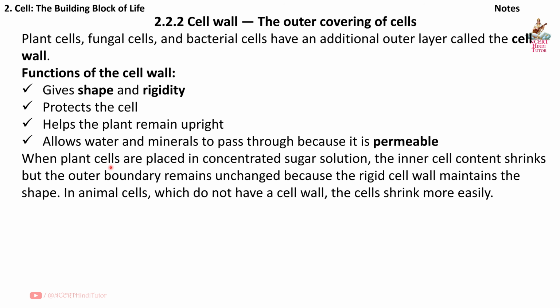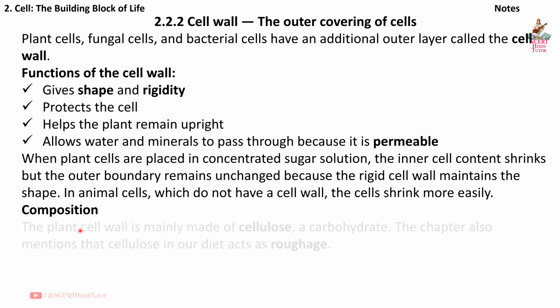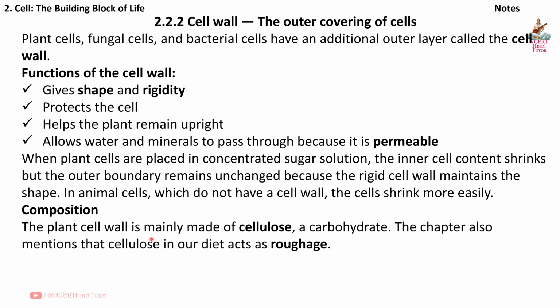When plant cells are placed in concentrated sugar solution, the inner cell content shrinks, but the outer boundary remains unchanged because the rigid cell wall maintains the shape. In animal cells, which do not have a cell wall, the cells shrink more easily. Composition: the plant cell wall is mainly made of cellulose, a carbohydrate. The chapter also mentions that cellulose in our diet acts as roughage.